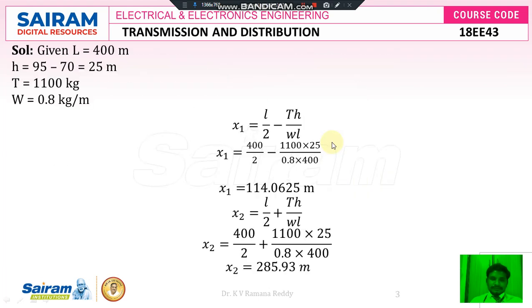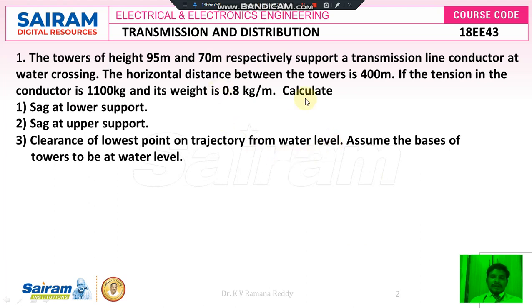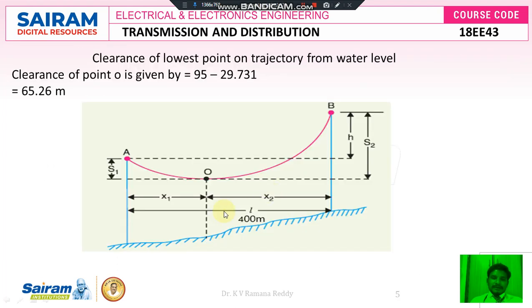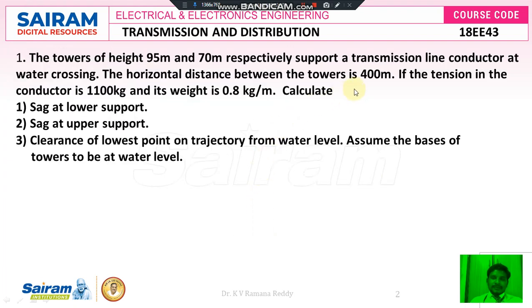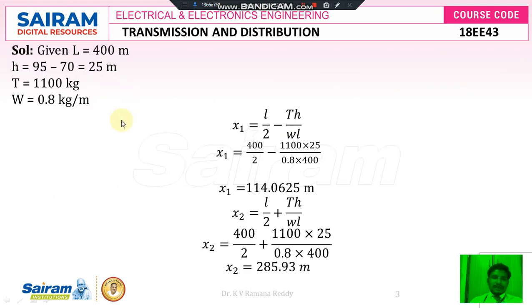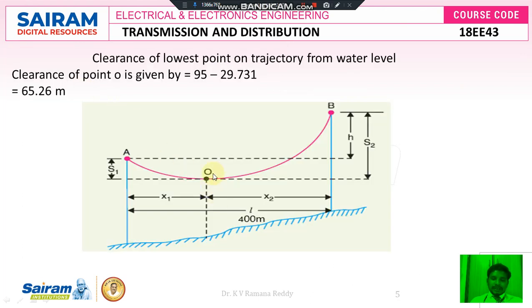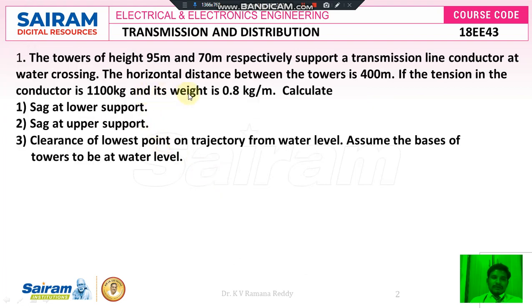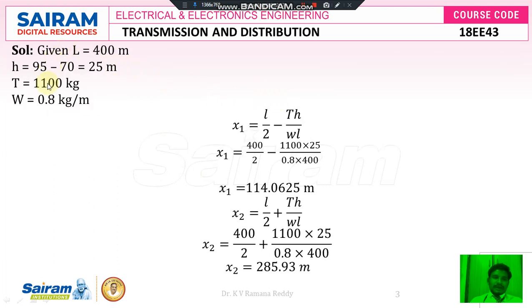And one more thing they have given, that is the horizontal distance between the towers is 400 meters. That means length of span L is 400 meters in this problem. And the tension in the conductor is 1100 kg, so capital T is 1100 kg, and weight of the conductor is 0.8 kg per meter. So I have written all the given data here.